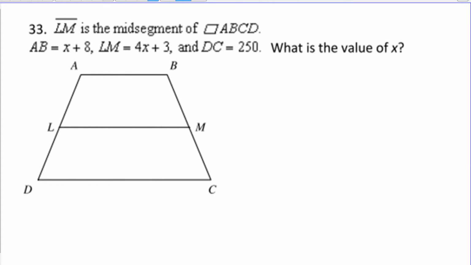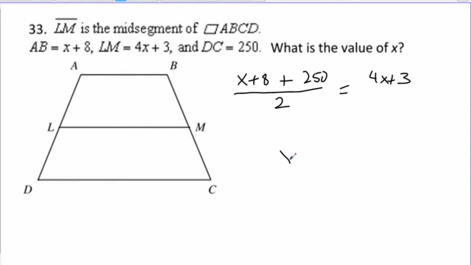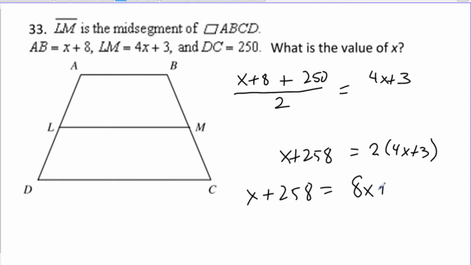Okay, so for our problem, AB is x plus 8. So if I add together x plus 8 plus DC, which is 250, and I divide this by 2, I should get the midsegment, which is LM, which they told us is equal to 4x plus 3. Okay? So to solve this, I'm going to first simplify the top. This now says x plus 258. And I'm going to multiply this 2 over to the other side. It's going to look like 2 times 4x plus 3, which we can distribute. So this says x plus 258 equals 8x plus 6.